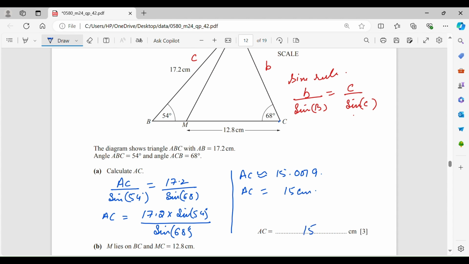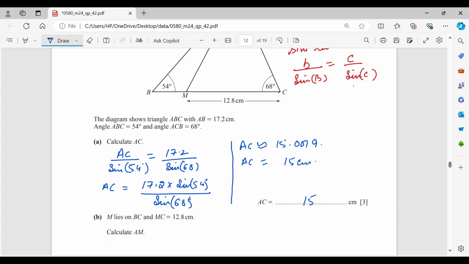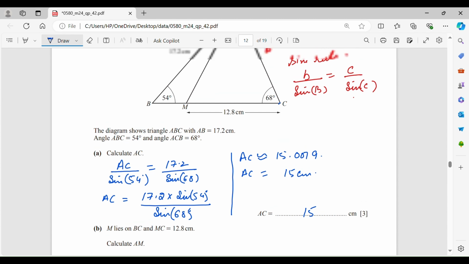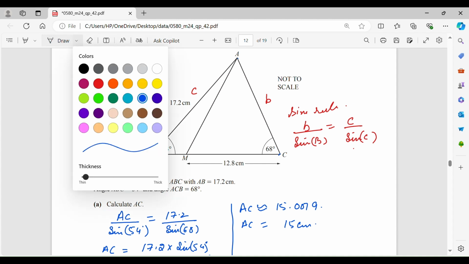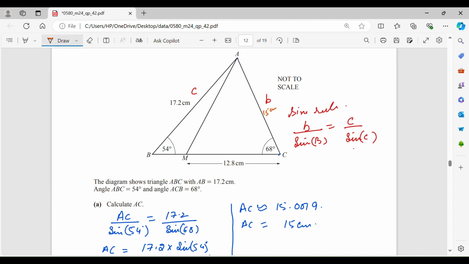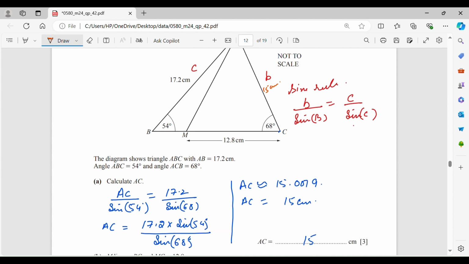Next, B part. M lies on BC and MC is equal to this. Calculate AM. We have to calculate the length AM, right? Now we can see that we already calculated AC, which is 15 centimeters. Now we have been given two sides and one angle. We will take triangle AMC, so here we will use the cosine rule.